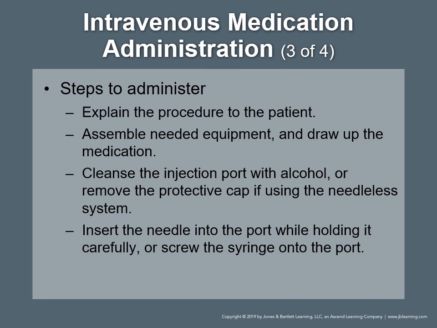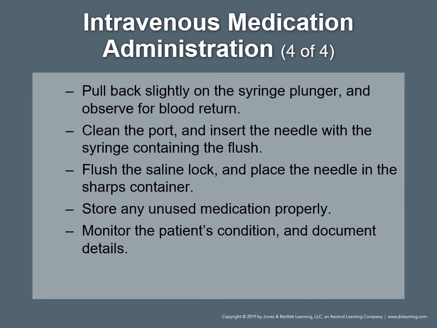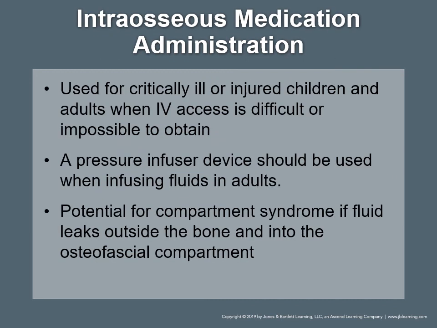Assemble needed equipment and draw up the medication. Cleanse the injection port with alcohol or remove the protective cap if using the needleless system. Insert the needle into the port while holding it carefully or screw the syringe onto the port. Pull back slightly on the syringe plunger and observe for blood return. Place the needle and syringe into the sharps container. Clean the port and insert the needle with the syringe containing the flush. Flush the saline lock and place the needle in the sharps container. Store any unused medication properly. Monitor the patient's condition and document the medication given, route, time of administration, and patient response.